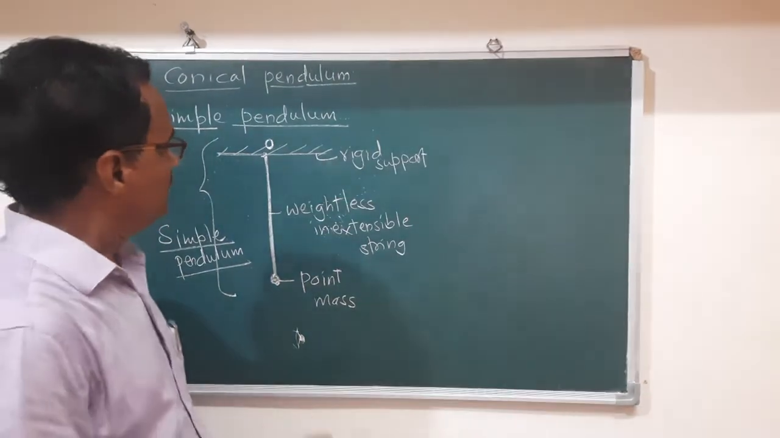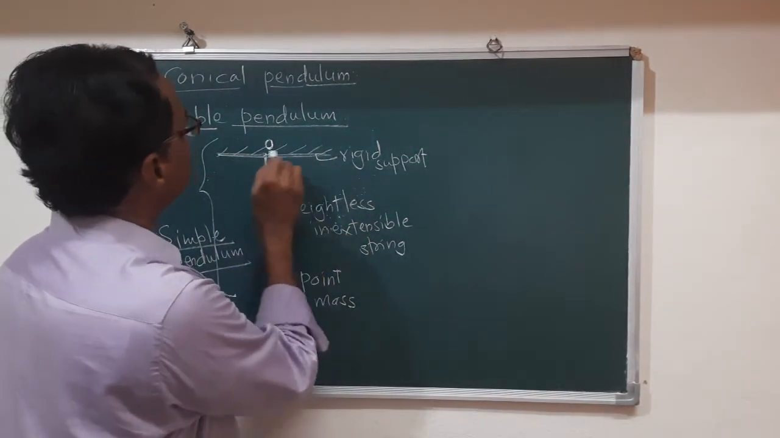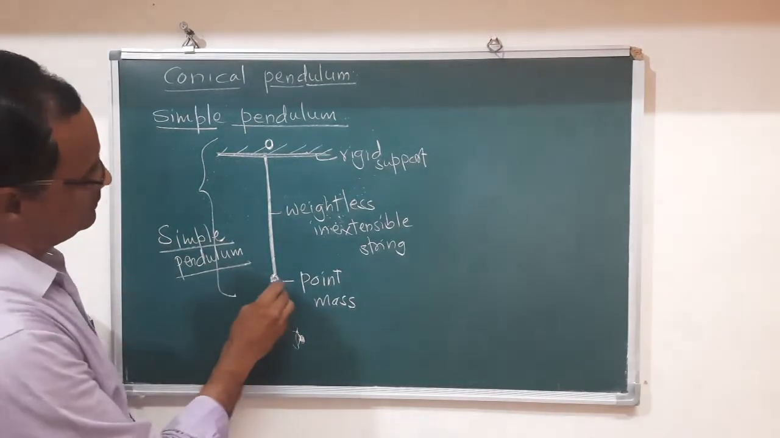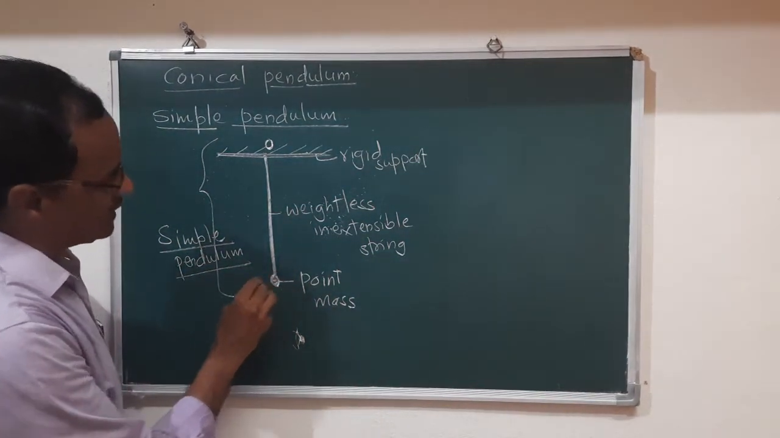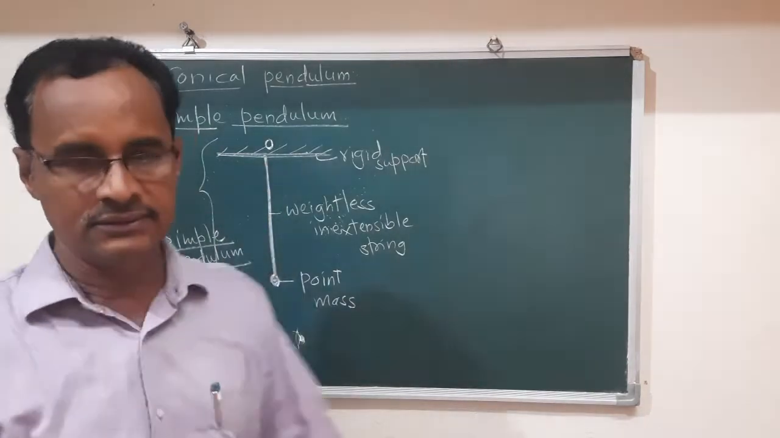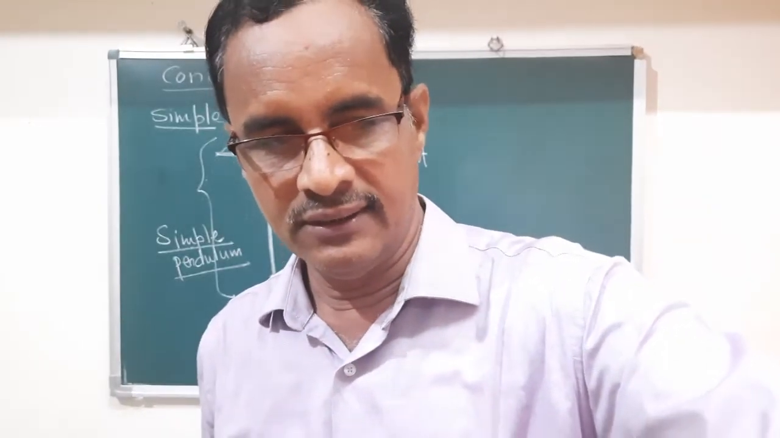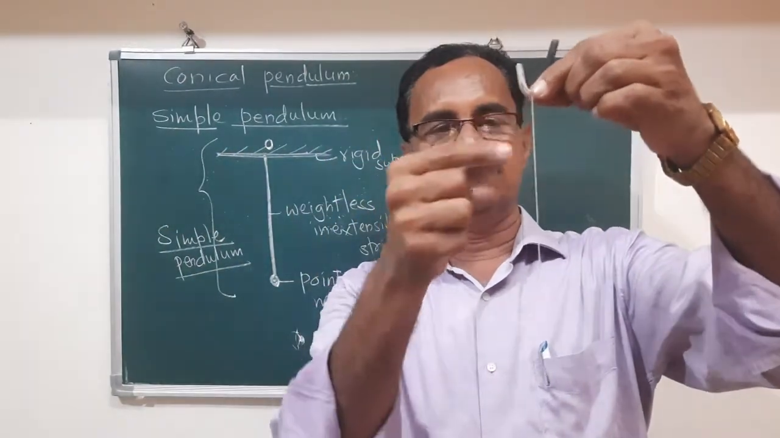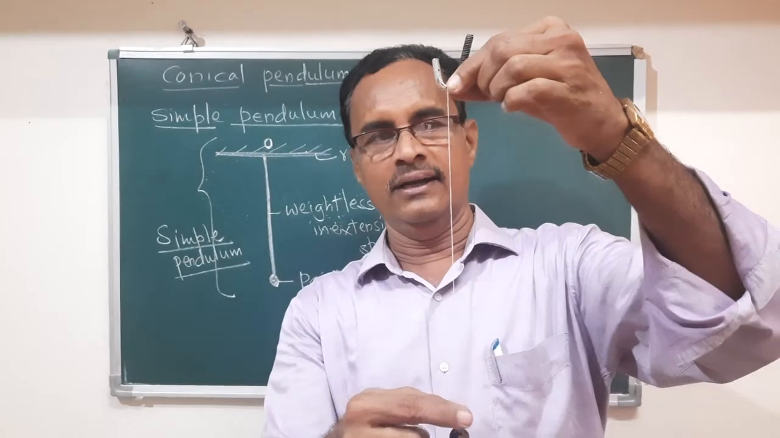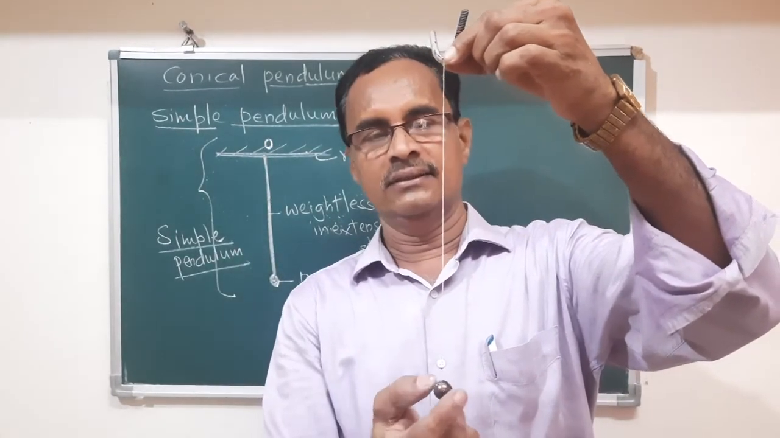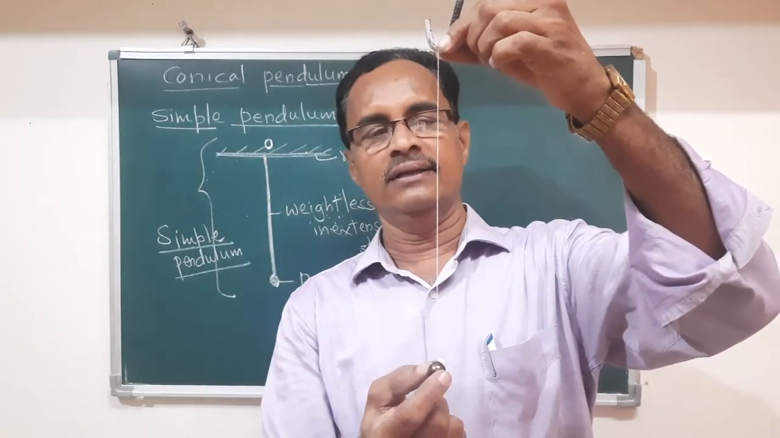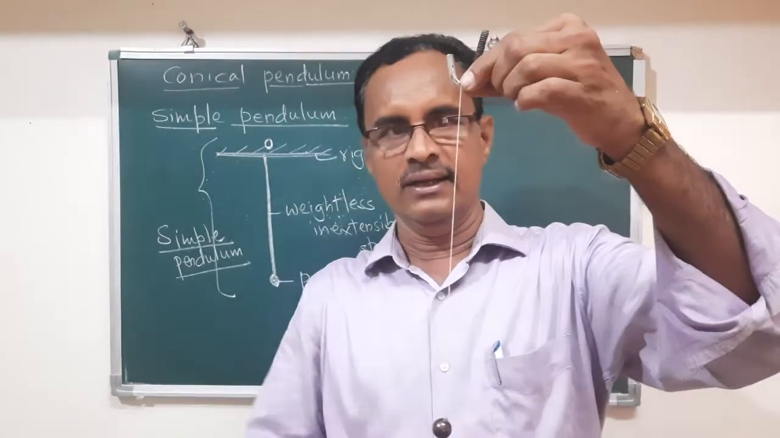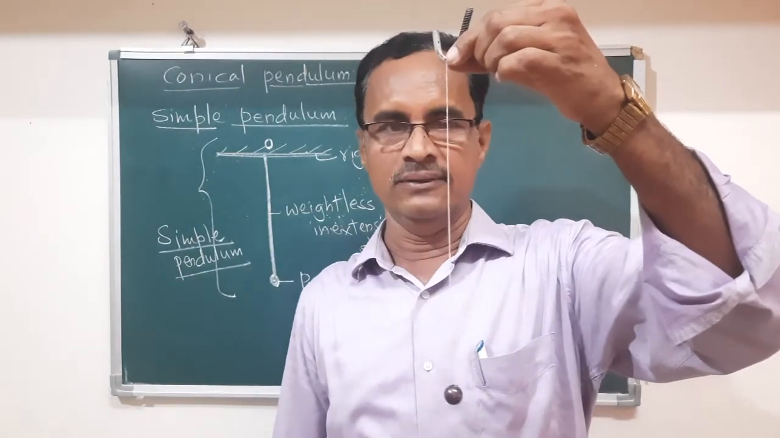Okay. Now here, the motion of the simple pendulum is along a straight line. Suppose now we demonstrate the simple pendulum here. Suppose this is a rigid support, this is the string, and this point mass is suspended by means of this string to this rigid support. Now this arrangement is called a simple pendulum.